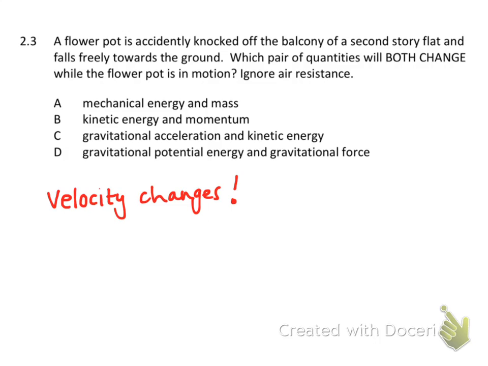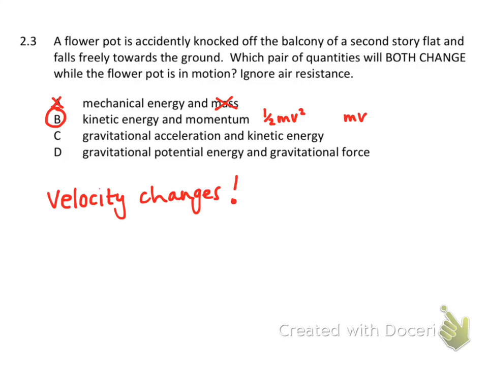Let's have a look at each option. A, mechanical energy and mass. Well, mass certainly won't change as it falls, and so A can't be the correct answer. B, the kinetic energy is given by half mv squared, and there's our velocity, which will change, so that one will change. Momentum is given by the formula mv, and there's velocity again, so that will change. So B looks like it's a good option.